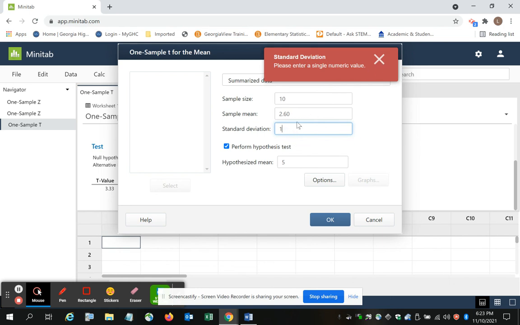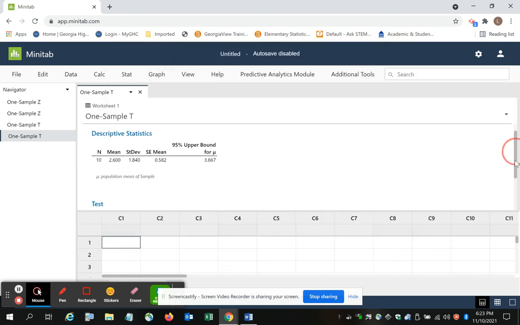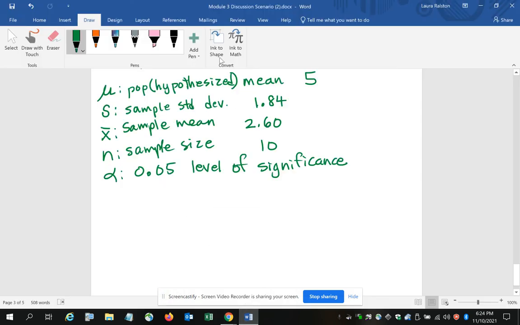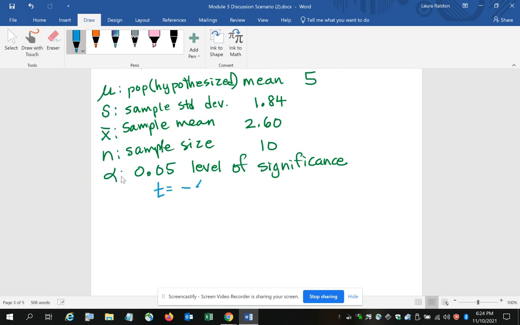Oops, I got a typo. Fix that. Look for the test, and we get a test statistic of negative 4.12 with a p-value of 0.001. So I'm going to record that, write it down. My t is negative 4.12. The p-value is 0.001.